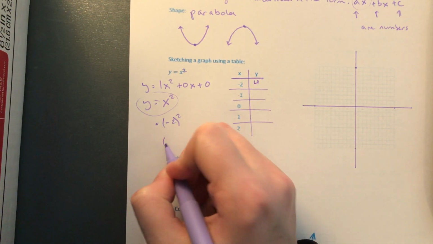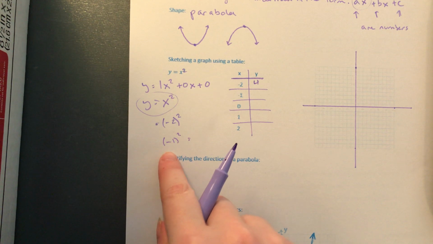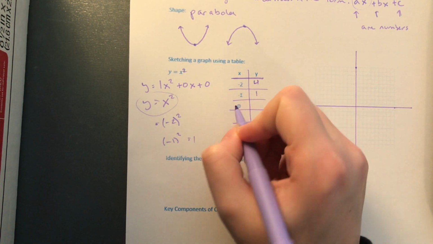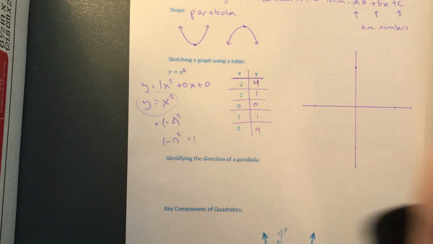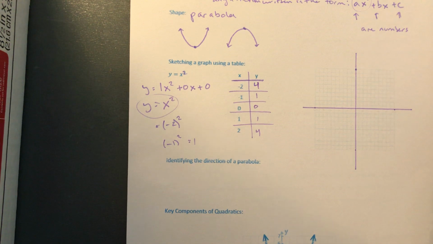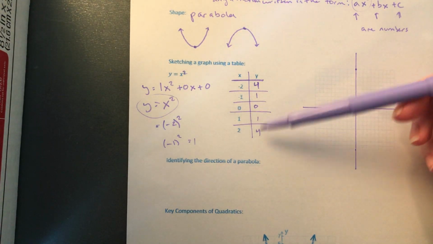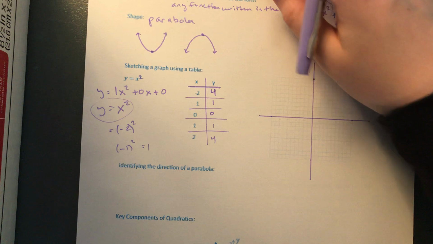Next up, negative 1 squared. Don't forget parentheses if it's negative. Negative 1 times negative 1 makes positive 1. 0 squared is 0. 1 squared is 1. 2 squared is 4. So from negative 2 to 2, these are our points. Hopefully we can see, looking at the table right now, we have some stuff come up a couple times. And hopefully we can see why that's true here once we graph it.